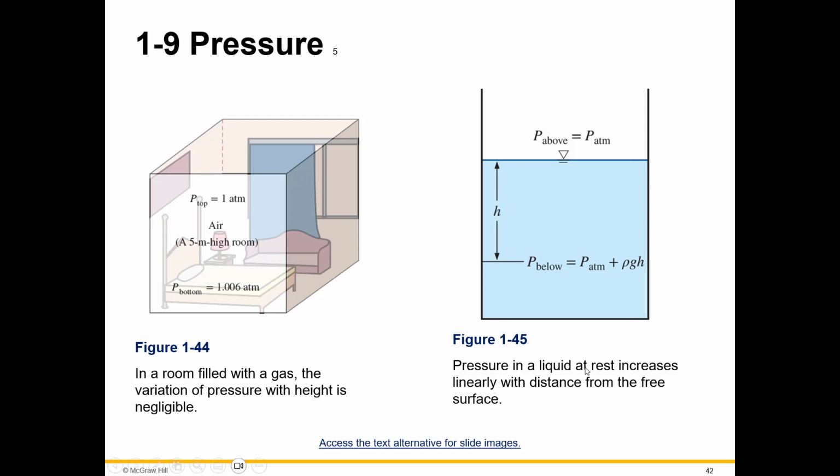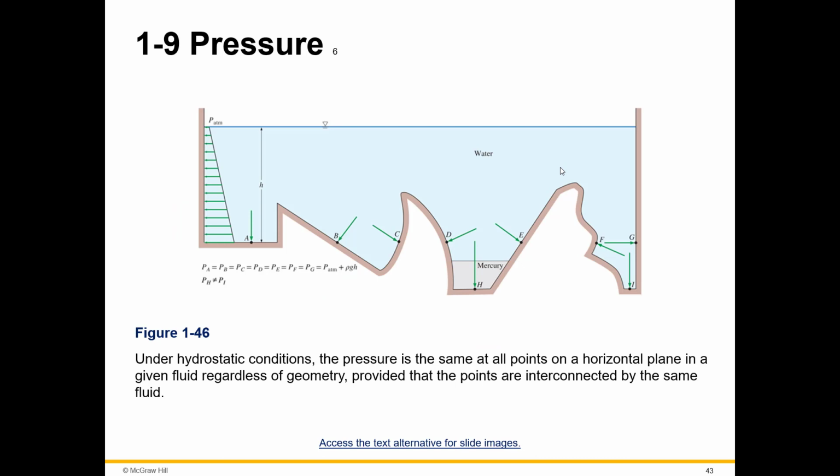And so then here, pressure in a liquid at rest increases linearly with distance from the free surface. So this changes in a linear relationship when we're talking about a liquid at rest. Okay, and then we've got all these different ones that you can think of as maybe a seafloor or something like that. Or under hydrostatic conditions, the pressure is the same at points on a horizontal plane in a given fluid, regardless of geometry, provided that the points are interconnected by the same fluid. What does that mean? That is a whole lot of everything, right?